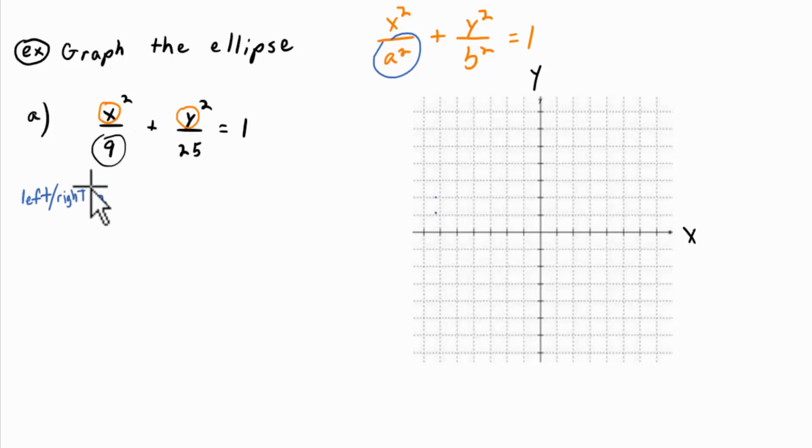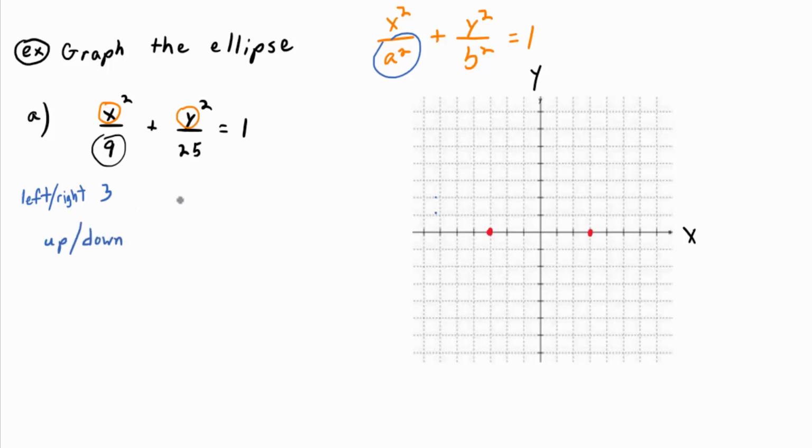3. The square root of the number underneath the x squared. From the center, go left, right, 3. So 1, 2, 3. 1, 2, 3. And then, well, up, down, what do you think?